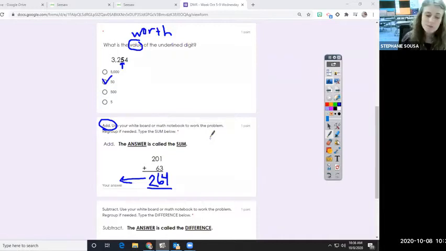264. I would not add a space. I would not add words. I would not add a smiley face because that would count it as wrong, because the only way this computer marks you as correct is if you only put the answer, 264. Questions on this addition problem? No. Sophia.